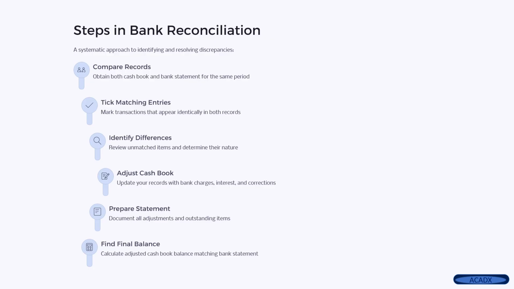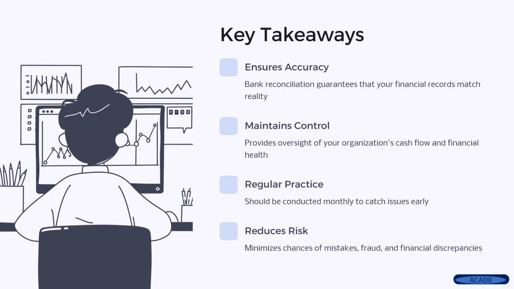So the key takeaways from the whole lecture, we are summarizing those key points. Bank reconciliation ensures accuracy. It helps maintain financial control. It should be done regularly, ideally every month. It reduces the risks of error and fraud. Think of it as a routine health check for your finances.